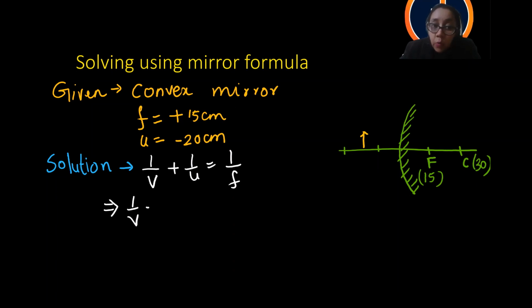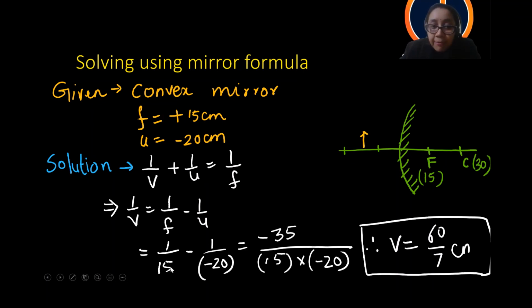Correct? Now, what is given? We have to find out the image distance, because the image distance is necessary to calculate the magnification. So let's first find out the image distance, that is V. Now 1 by V will be equal to 1 by F minus 1 by U. And hence we can understand that 1 by 15, that means we are just replacing the value, will be equal to 1 by minus 20, right? Minus 1 by 20, and this will become positive.